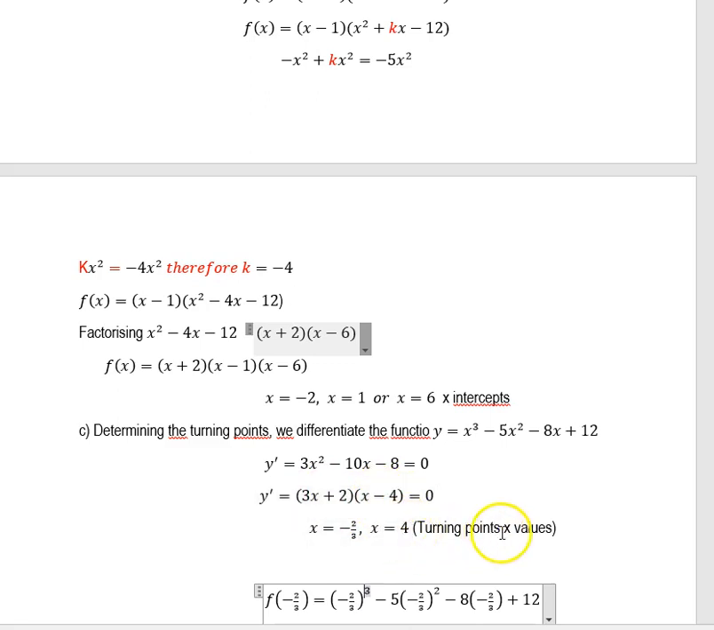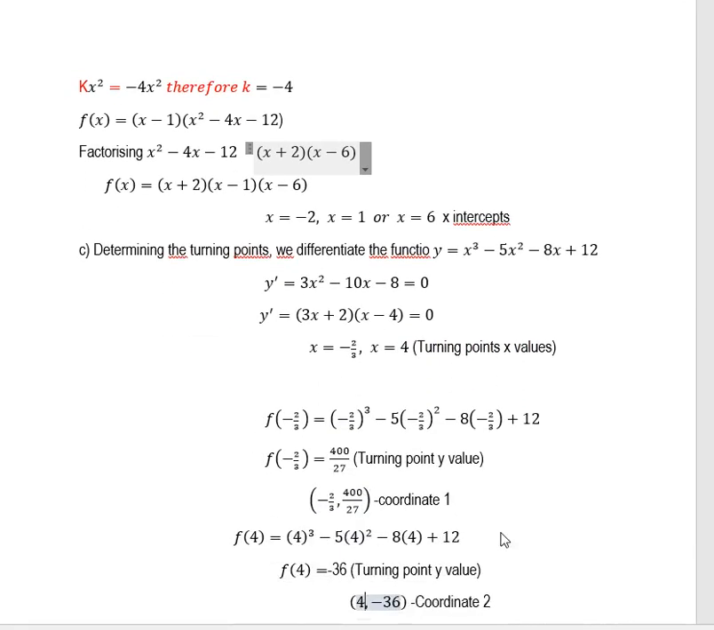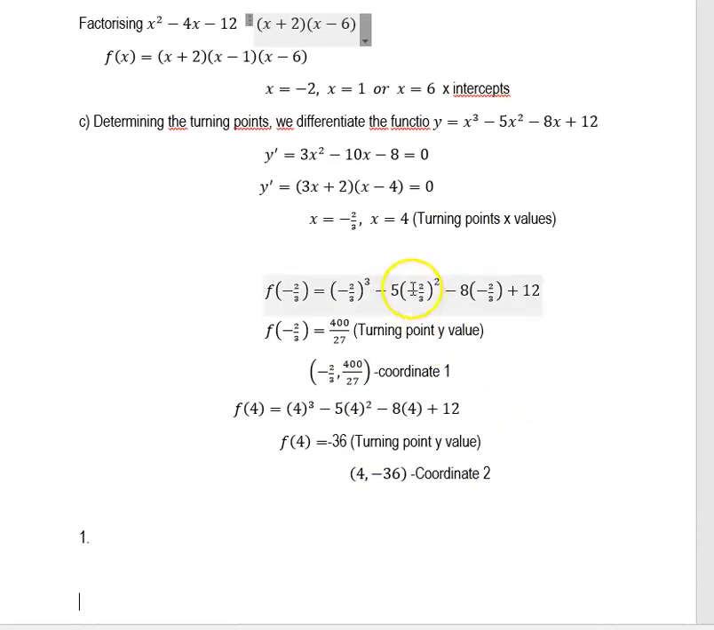These are the turning points for x values. You need to find the turning points for y values. So what I need to do to find my y turning points is to substitute minus 2 over 3 in the original equation, and the original equation is x cubed minus 5x squared minus 8x plus 12. So I just substitute minus 2 over 3 as x.